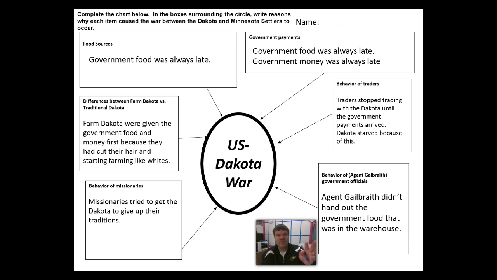And so all of these things in the summer of 1862 lead to the US-Dakota War, when the Dakota finally say enough is enough, and they decide to attack. They attack not only the traders and the government officials on the reservation, but then they start to expand out and attack settlers, white settlers in southwestern Minnesota.